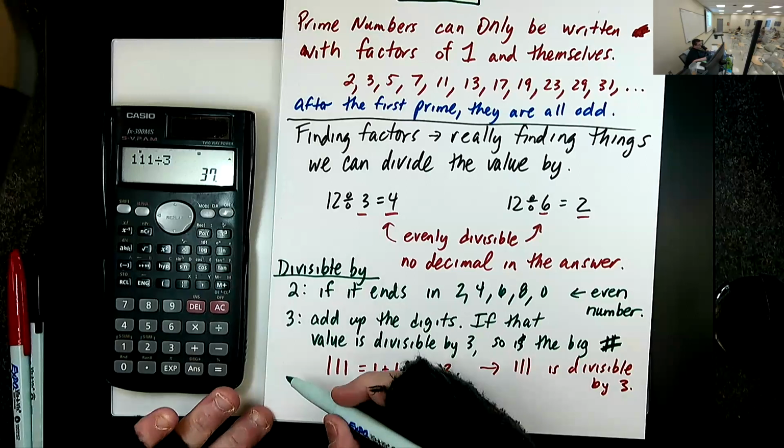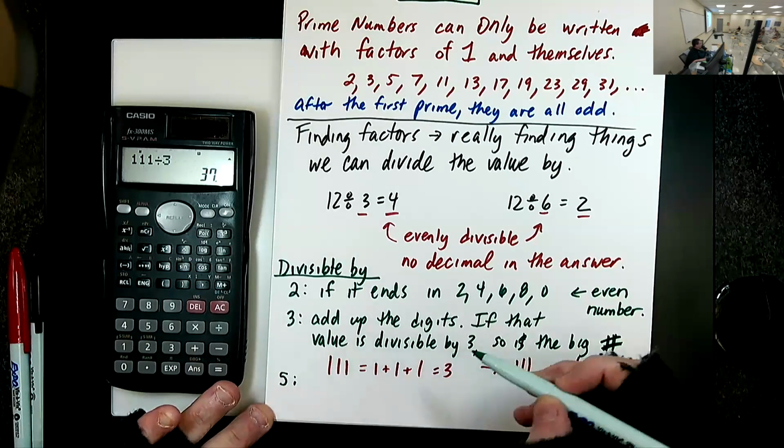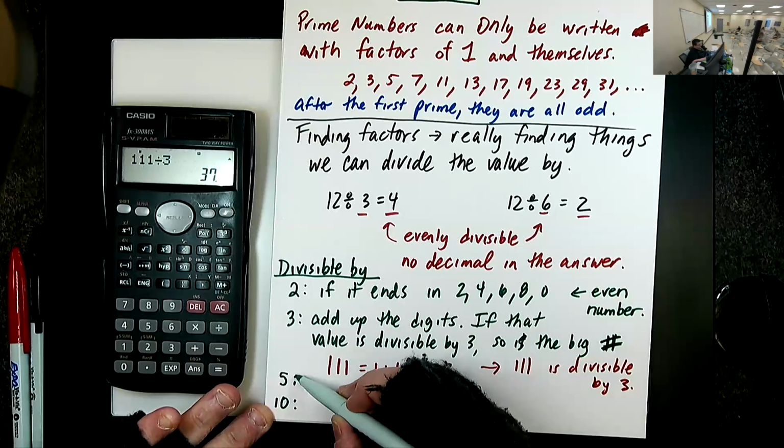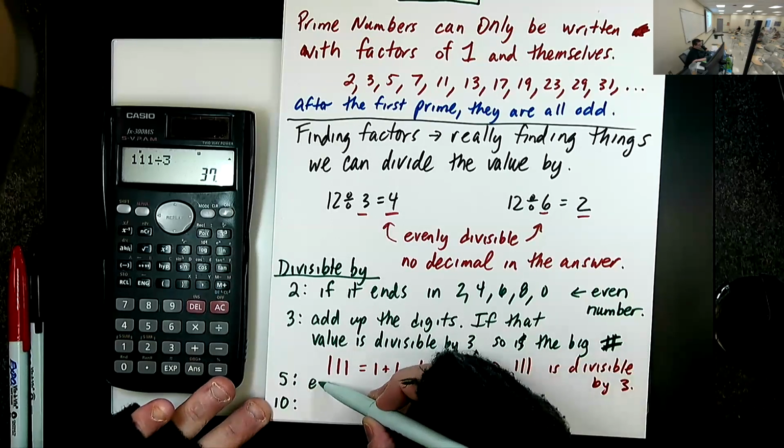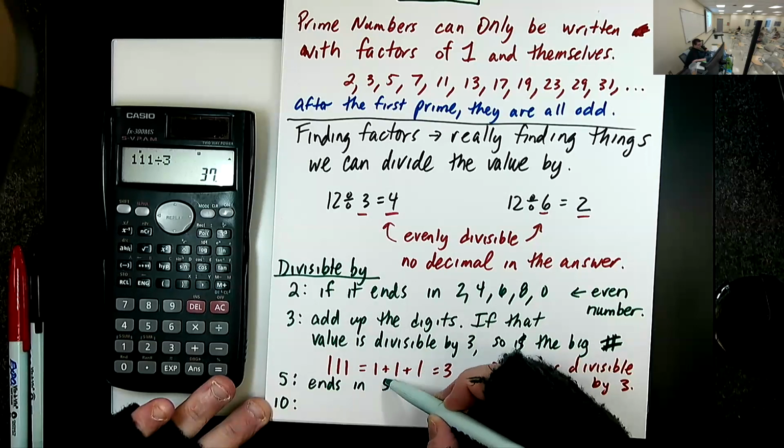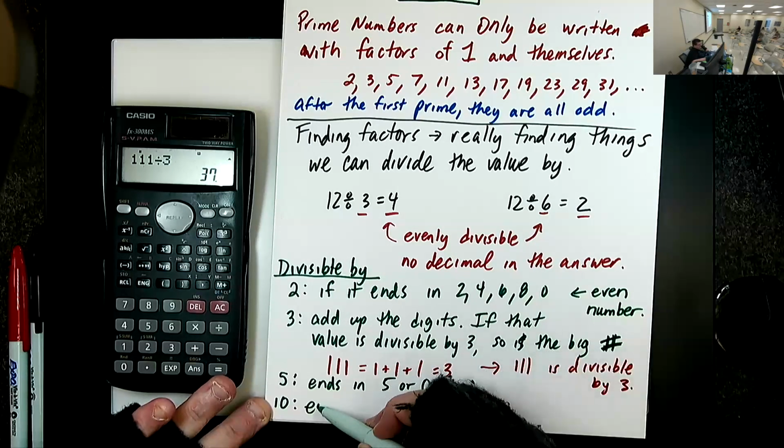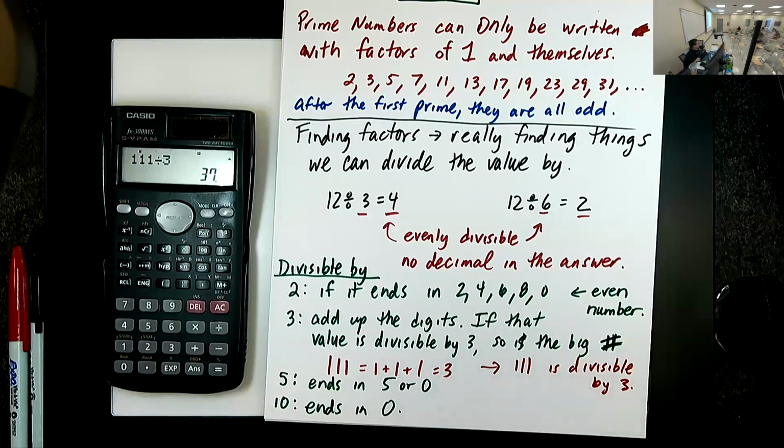All right. The other common ones you'll check for is 5 and 10. 5 ends in 5 or 0, and 10 ends in 0. Those are the ones that have simple rules. 10's not even a prime number, but I put it up there because it really speeds shit up. If you remember that one, it can really speed up factoring a number, which we'll do in a second.